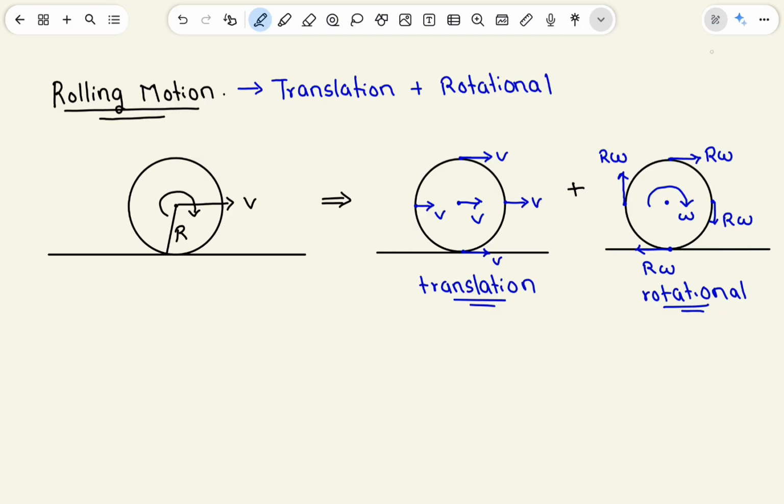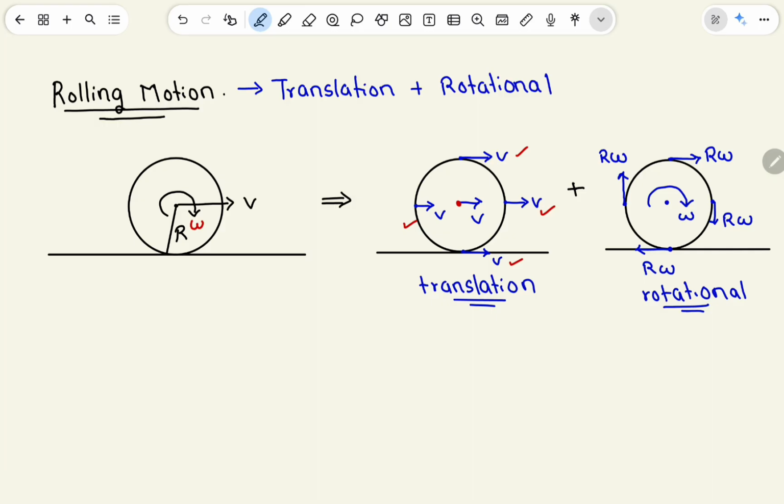Actually, this rolling motion is defined as a combination of translational motion of the body and rotational motion of the body. In translational motion, the center of mass of the body has velocity v, because of which all the points on the body gain the same velocity as that of the center of mass: v, v, v, and v.